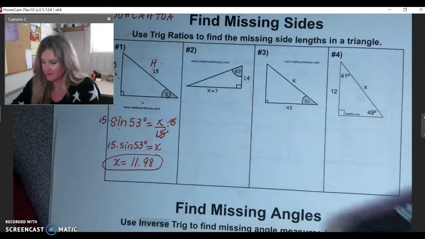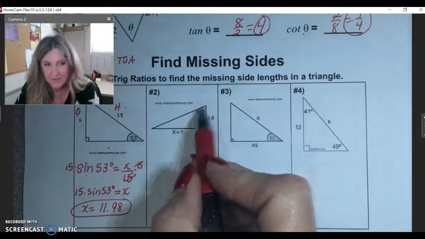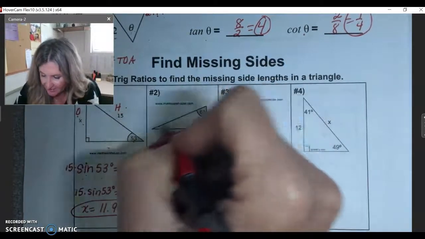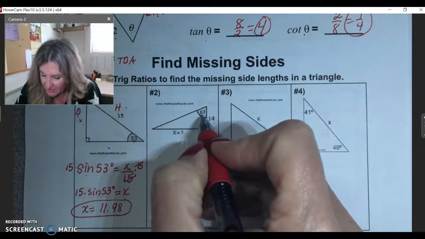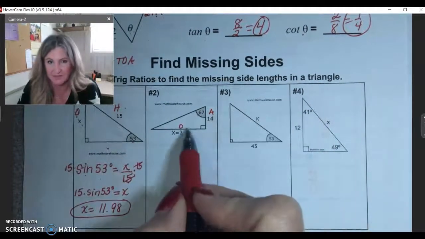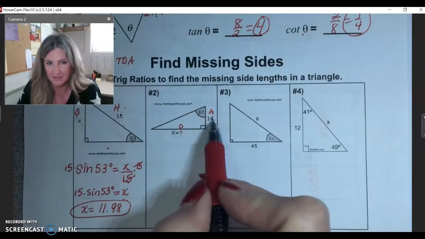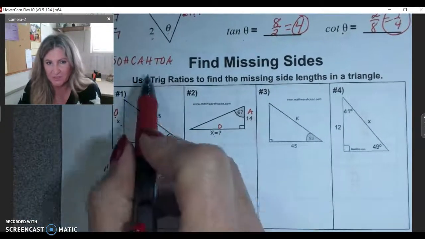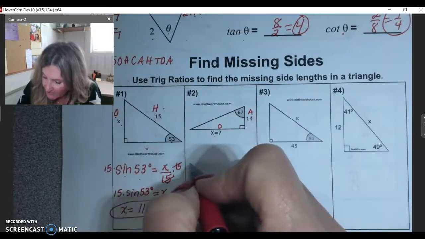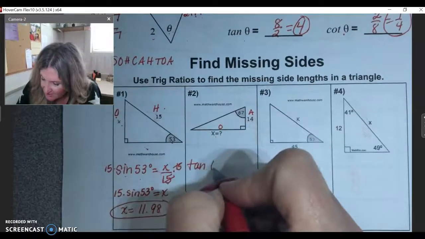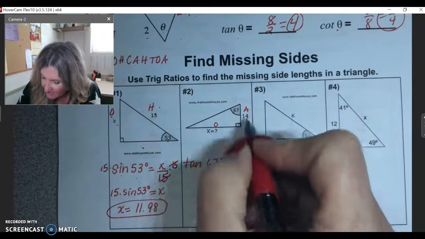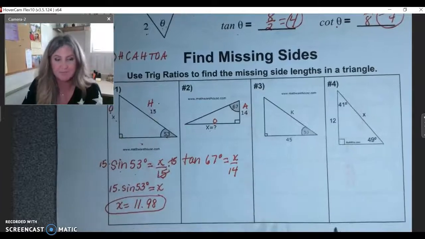All right, let's go to the next one. All right, here's our picture. Here's our angle theta. That's going to be the hypotenuse, but we don't have anything there, so I'm not going to put anything there. So for this angle, this would be the adjacent, and this would be the opposite. Okay, see how this is opposite it? This is the adjacent. So we have to look and see which of our trig functions uses O and A. O and A is tangent. So we're going to have to do tangent of 67 equals opposite, which is x, over adjacent, which is 14.